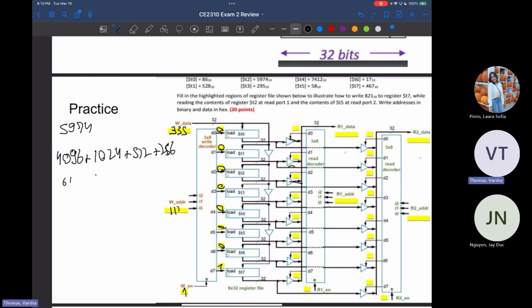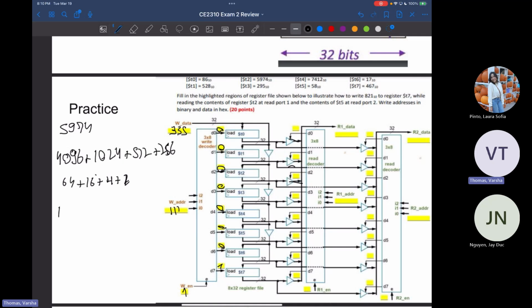Plus 64 plus 16 plus 8. No, that's too much. So plus 4, and then plus 2. So let's write that in binary now.